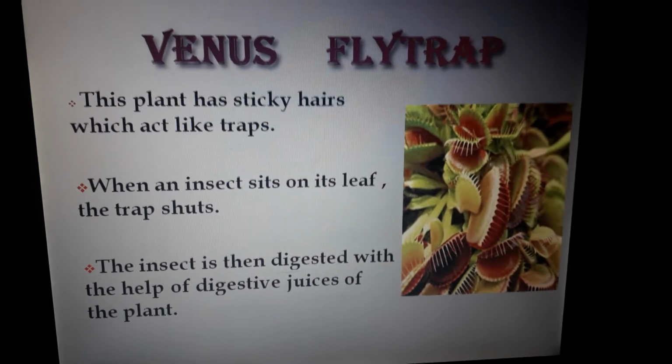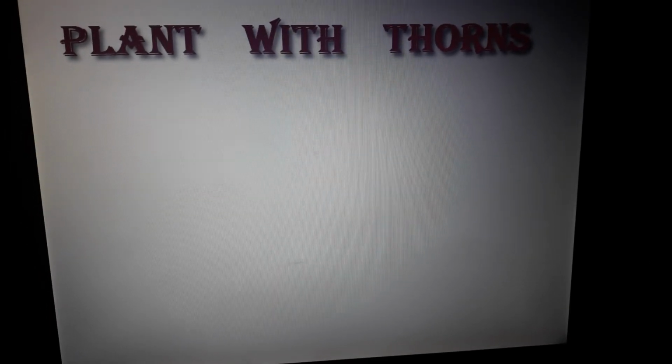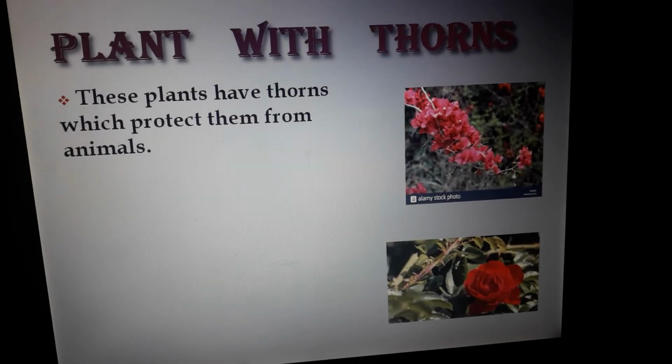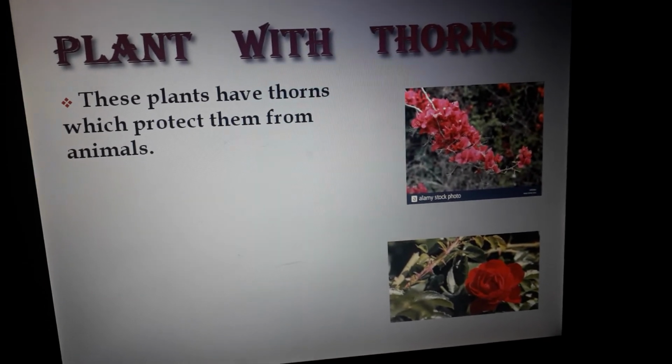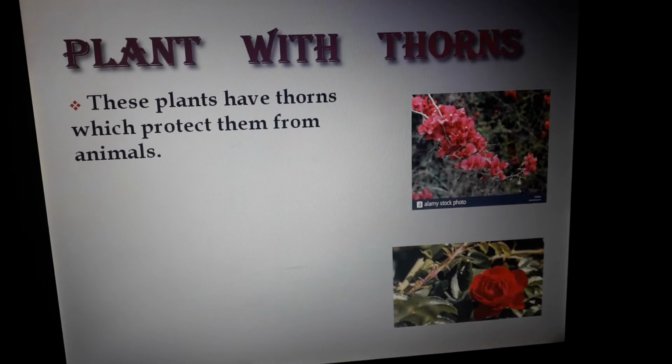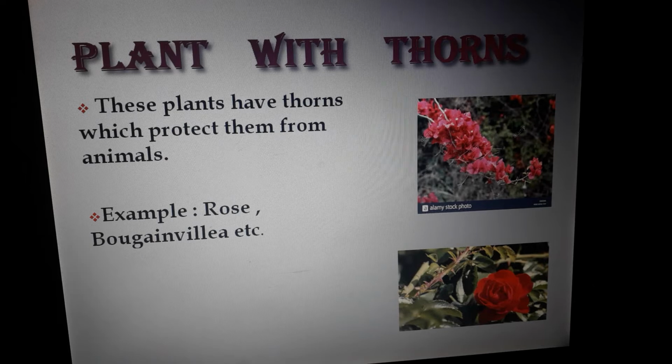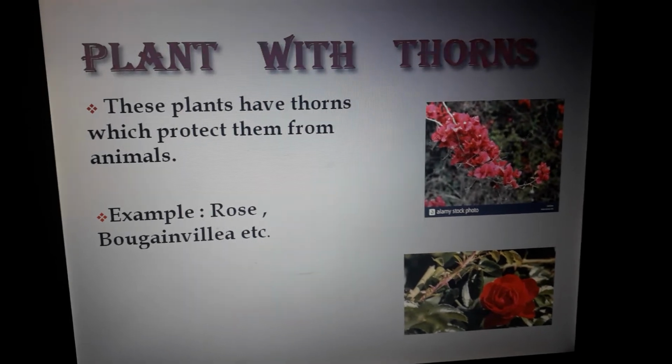Next example is plants with thorns. This is another category of special plants. Now there are some plants which have thorns on their body. You can see in the picture, these plants have thorns which protect them from animals. Examples of these plants are rose and bougainvillea.